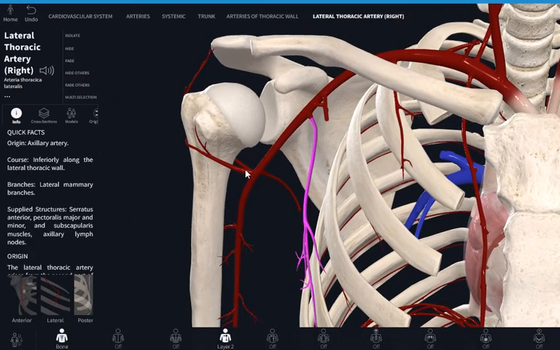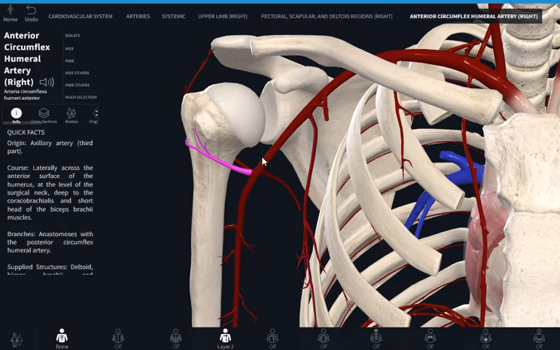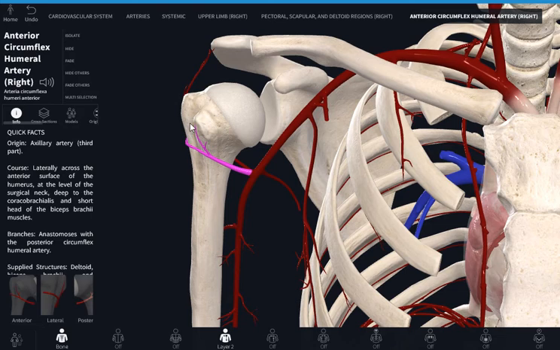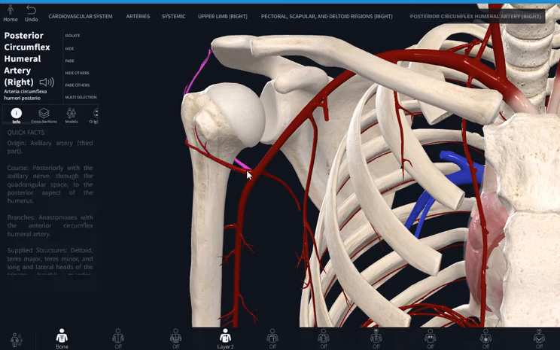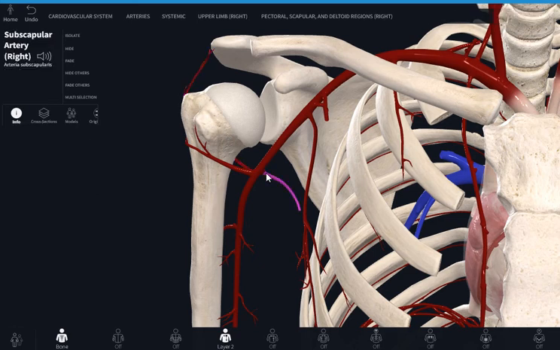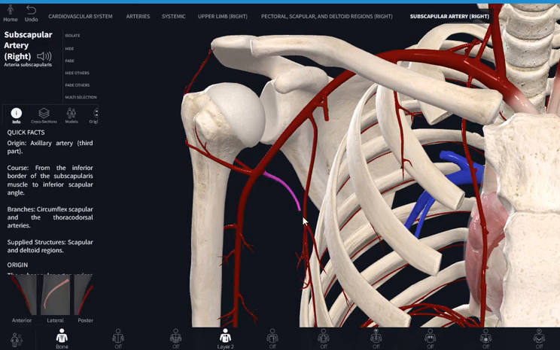Now at this level, you have the axillary artery. At the level of the axillary artery, it gives the anterior circumflex and the posterior circumflex artery. So you have the anterior circumflex artery, which is going to turn around anteriorly on the head of the humerus, and posteriorly you have the posterior circumflex artery. The last one here is the subscapular artery. So this is the last artery which is involved in this portion.